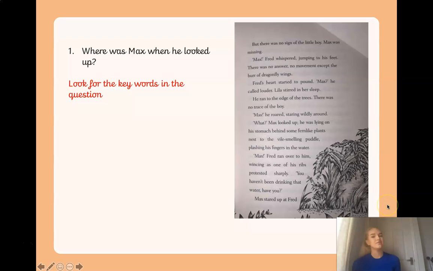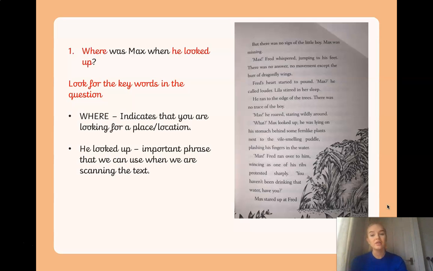Okay, so we're going to look at this first question to help you with retrieval today. The first question is, where was Max when he looked up? Remember, the very first thing we need to do with a retrieval question is to look for the key words. Can you spot any key words in this question, please? Well done. I can hear lots of you saying some of the key words are "where," indicating that you are looking for a place or a location, and also this phrase, "he looked up." This is an important phrase that we can use when we are scanning the text.